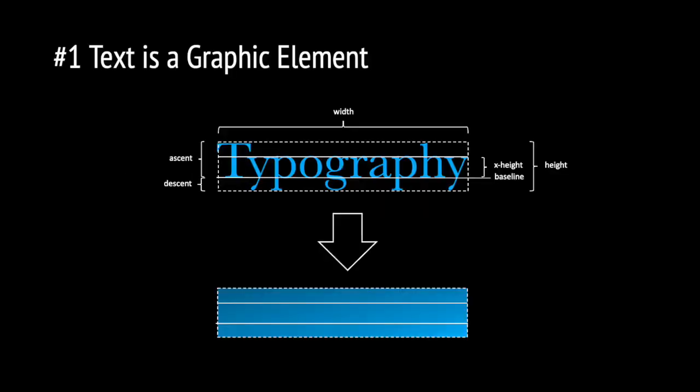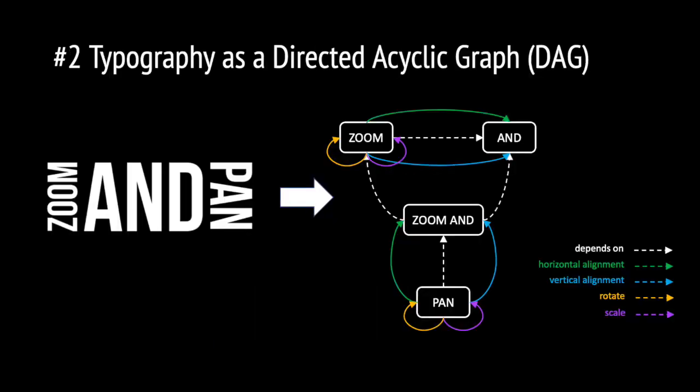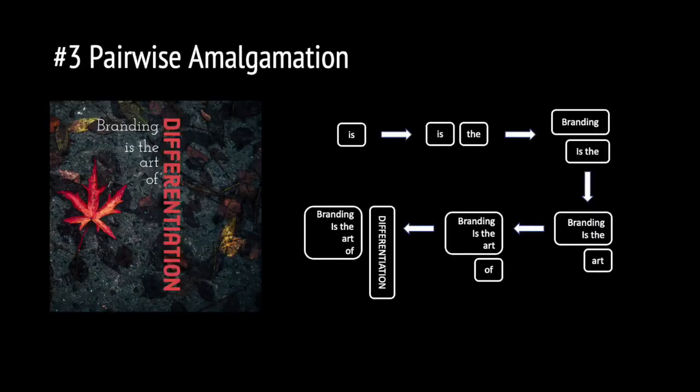The first is that while there are typographical metrics unique to text, text elements are in essence graphic entities that take up space in a design. The second is that any typographical layout can be represented as a directed acyclic graph, where the nodes represent tokens and the edges represent the relationships between these tokens. Finally, the third insight is that typographical layouts are constructed through pairwise amalgamation, where a token is aligned to another token, and that group is aligned to a third token, and so on until the layout is built.